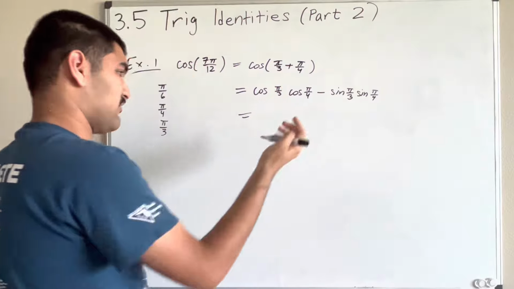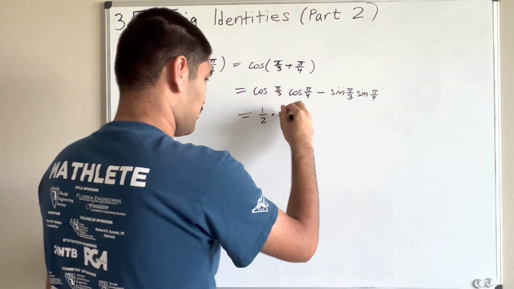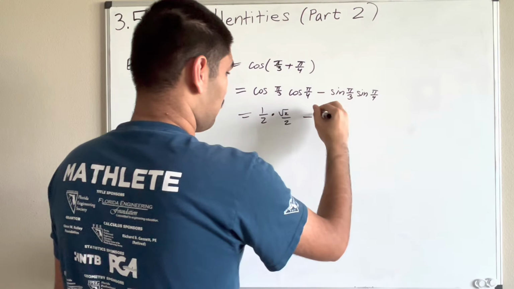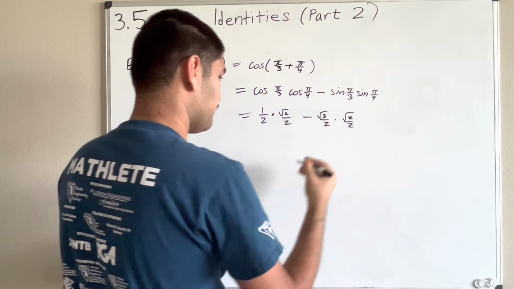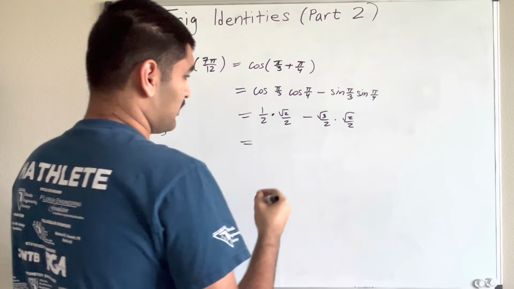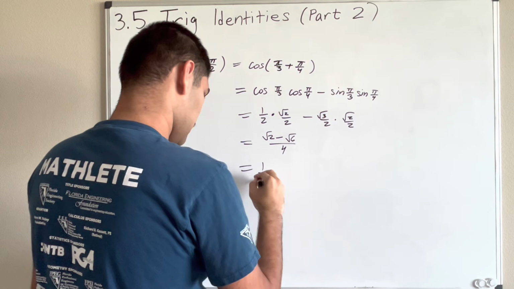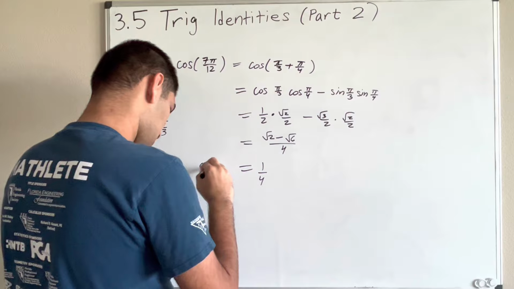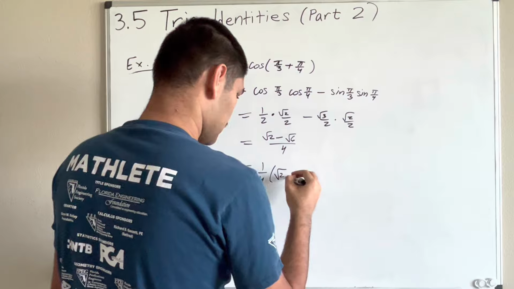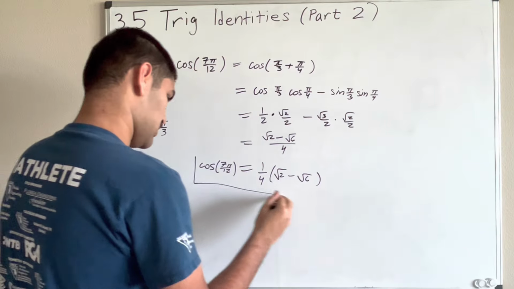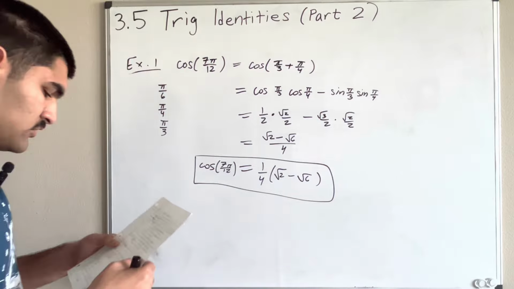And then you already know the exact values for these. So cosine of pi over 3 is just 1/2. Cosine of pi over 4 is square root of 2 over 2. And then sine pi over 3 is square root of 3 over 2, times sine of pi over 4, which is square root of 2 over 2. So let's see, we can rewrite this as square root of 2 minus square root of 6 all over 4. So in the end, you get that cosine of 7 pi over 12 is equal to 1/4 times the quantity square root of 2 minus square root of 6. Okay, so yeah, that's the exact value. All right, let's do another example.